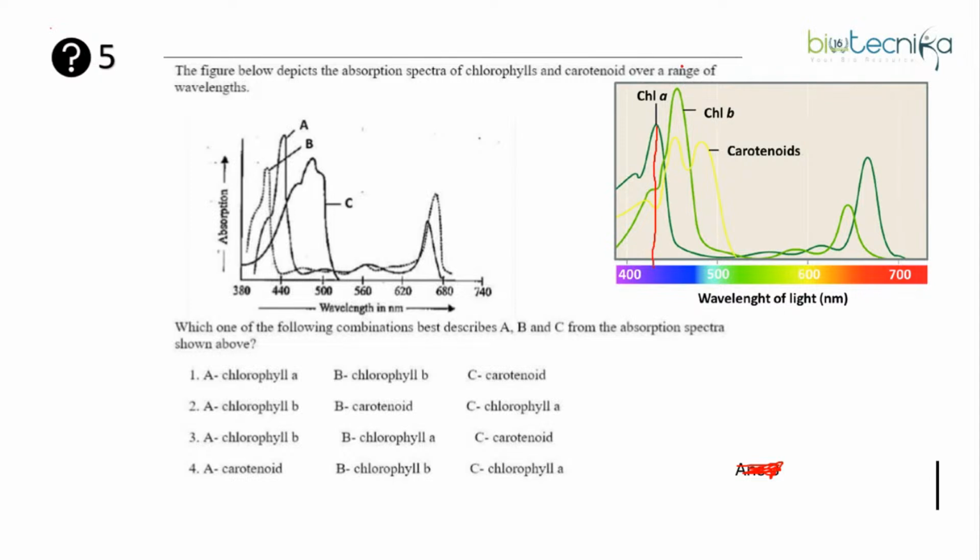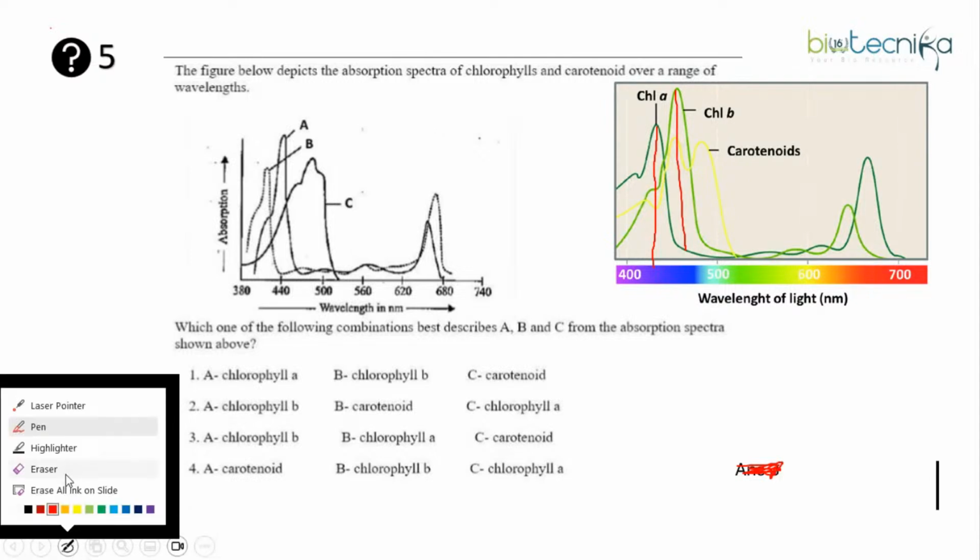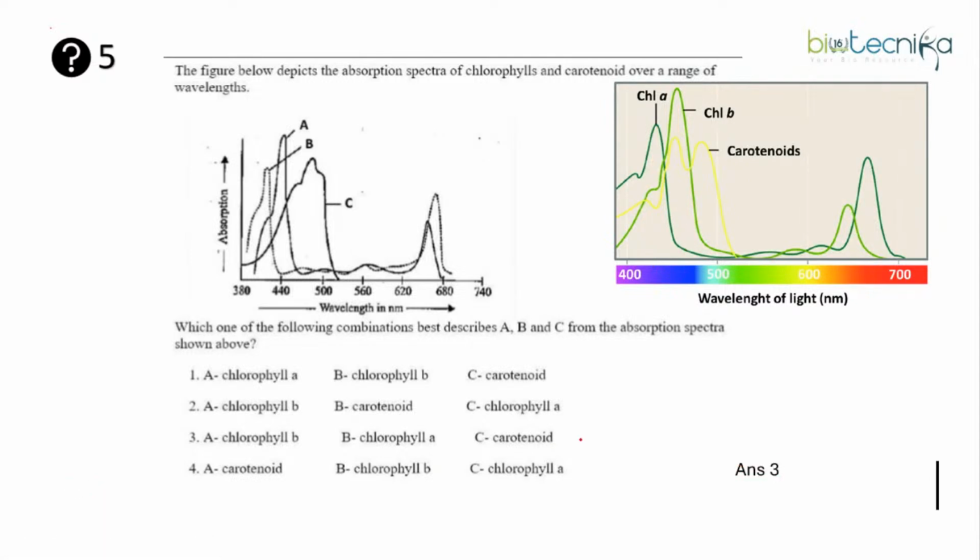So and then you have chlorophyll B. Okay, and then you have carotenoids, which is around somewhere near the 500 nanometer you have. So you have the three peaks here. All right. So if you look at this picture, then you can see that the correct answer here is option 3.